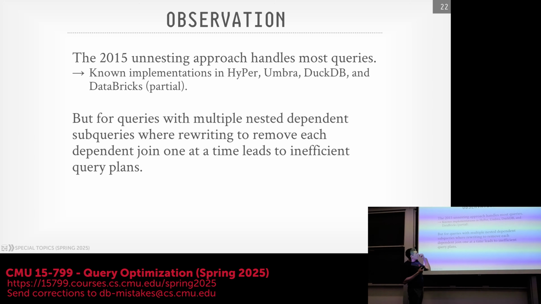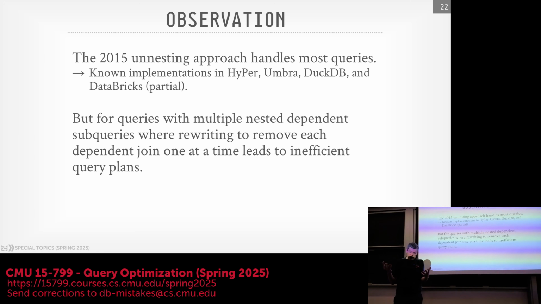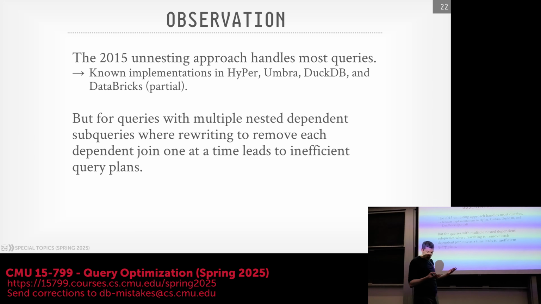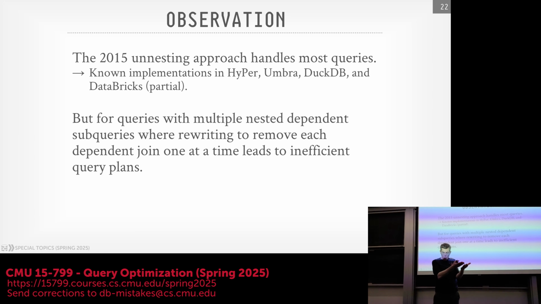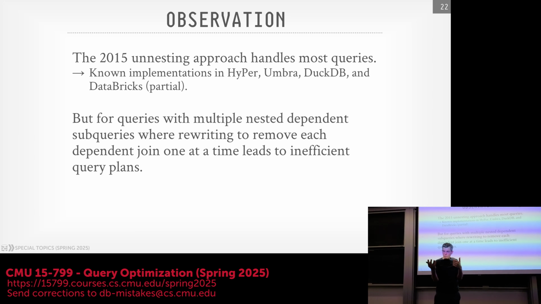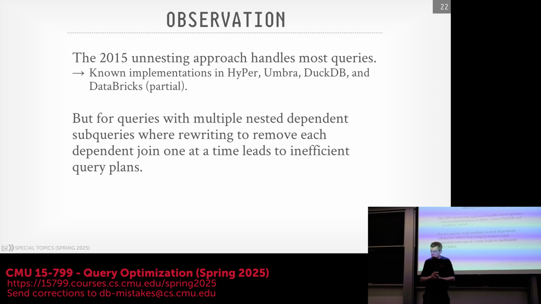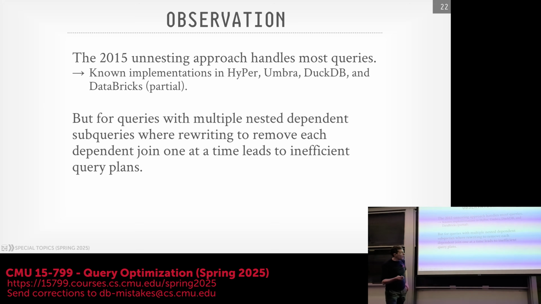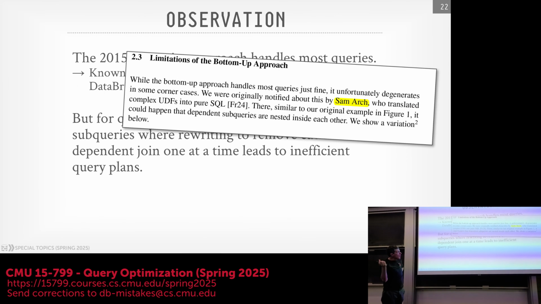But the challenge is that if you now have nested queries within nested queries, that's when this approach is going to fall apart, because it can only examine one dependent join and try to eliminate that one at a time. And it may end up producing an inefficient query plan, because it removes one dependent join, and then goes and tries to move to the next one. And actually, if you knew about both of them at the same time, there are other additional optimizations you can do, right?